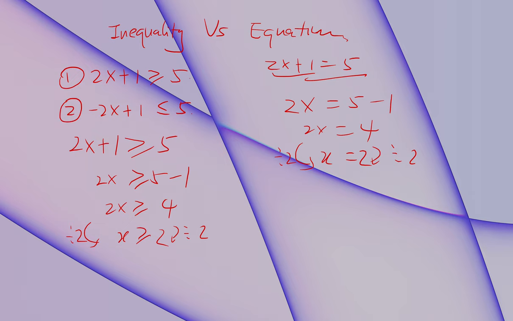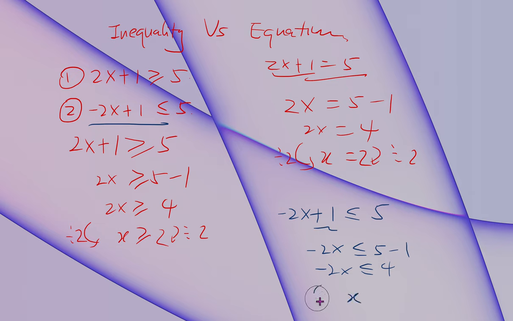Actually, number 2 is the more interesting one. For number 2, it is minus 2x plus 1 smaller than or equal to 5. Same thing, move the plus 1 over. So it's minus 2x, and it's 4, right? Now, in this case, how do you get x? You need to divide by minus 2, right?